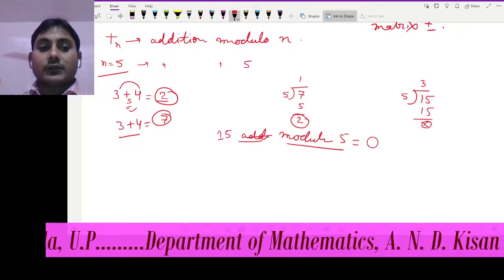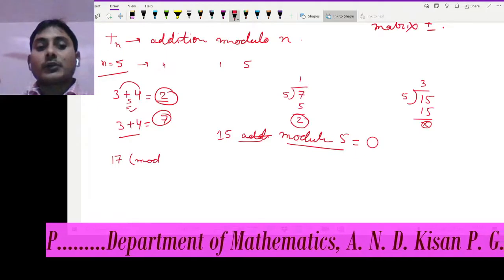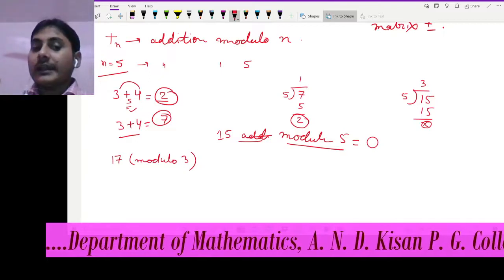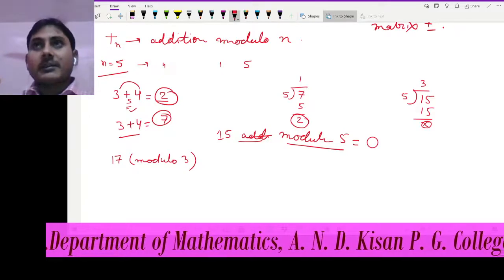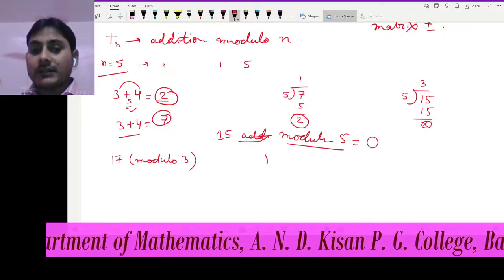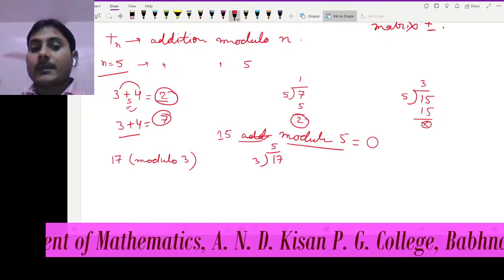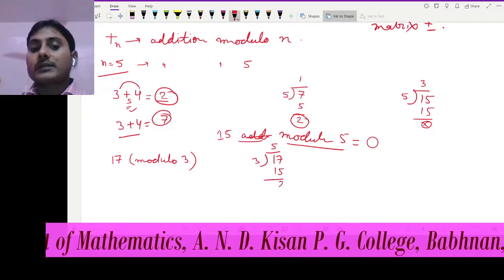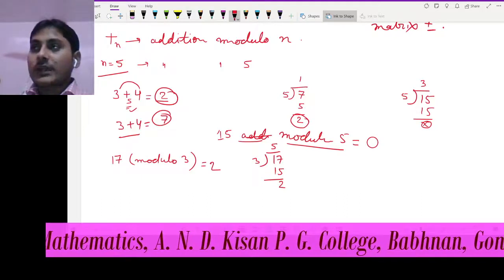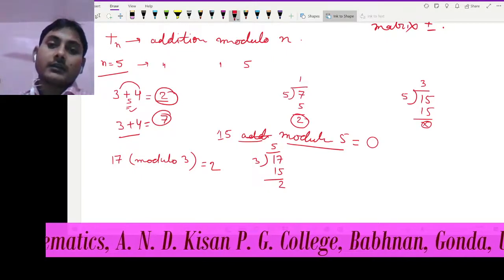Similarly, one can ask you, what is the value of 17 modulo 3? It is nothing but the remainder when 17 is divided by 3. So divide 17 by 3: 3 fives are 15, so you will get remainder 2. So its answer will be 2. I hope that now you understood this particular addition modulo.